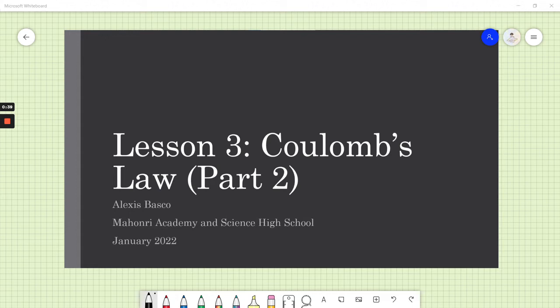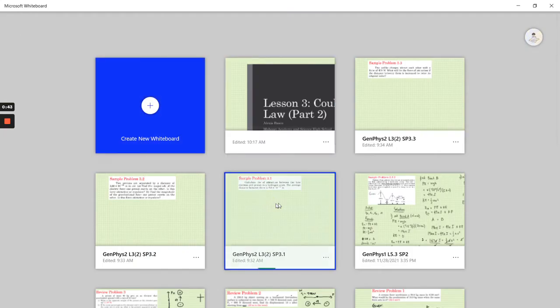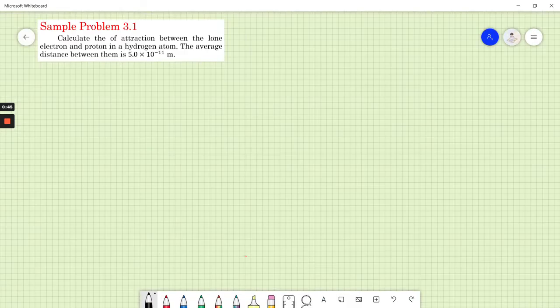in situations. Okay, so let's begin with our sample problem one. It's a very simple one. Okay, so for sample problem 3.1, what we want to do is to calculate the attraction between the lone electron and proton in a hydrogen atom. So the average distance between them is 5.0 times 10 raised to negative 11 meters.